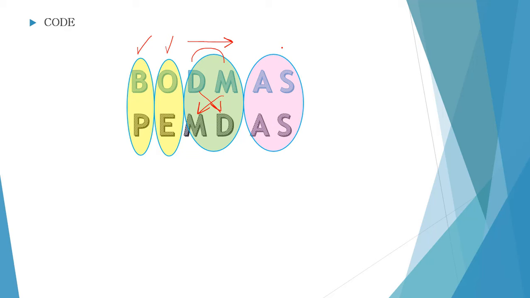And in the same way, you have to consider addition and subtraction at the same time, but solving from left to right, whichever comes first. So there are 4 steps, not 6.